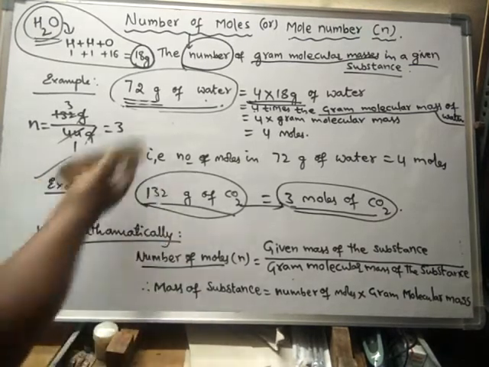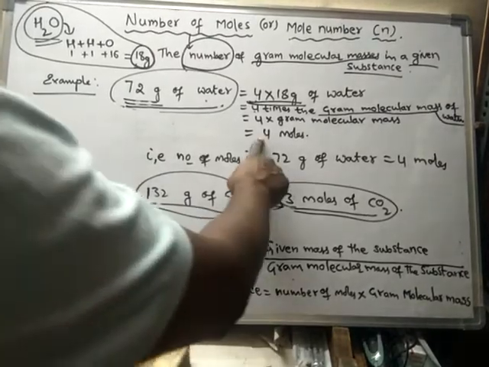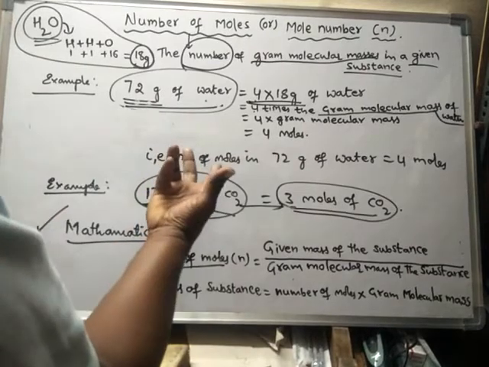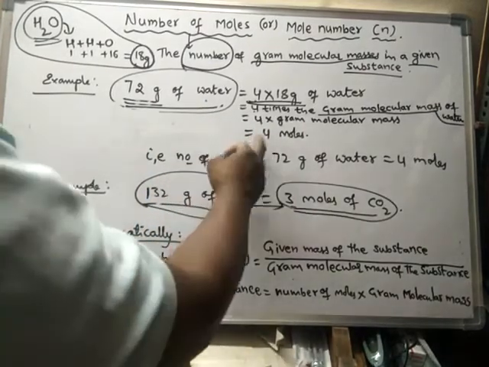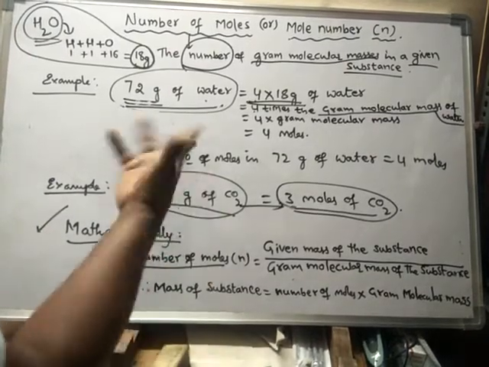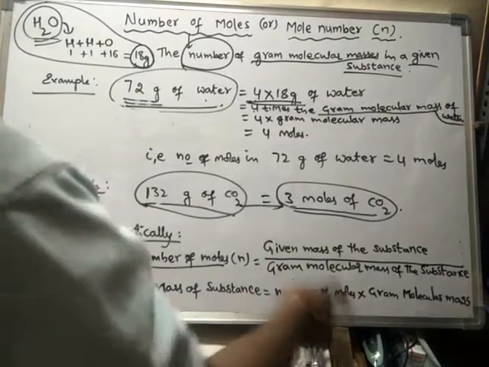For example, the same thing we can calculate. So actually, 4 moles is equal to how much? 4 moles is equal to 72 grams of water. So is it correct or not? Whether it is correct or not, we will verify by using this one. The mass of the substance we don't know, we simply know that it is 4 moles. Let us assume the number of moles is 4.